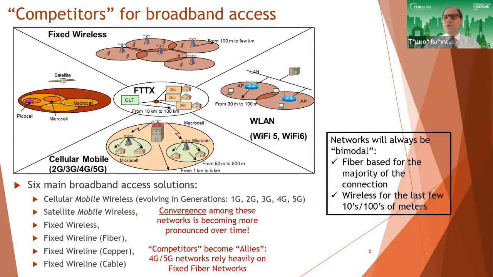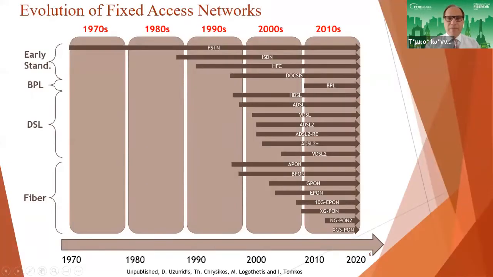Essentially, the networks will become bimodal. They already are, although you are not realizing it. I had discussions before about fixed networks versus wireless networks. Actually, the network is one. It just happens that at the end we need wireless connectivity. The rest of the network, as you see here, is wired, fiber-based.